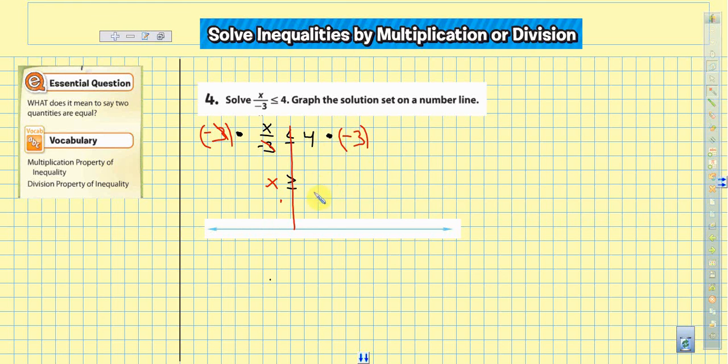But 4 times negative 3, that's negative 12. So you find negative 12 on the graph. I'm going to place it right there. It's a solid circle because it's equal to negative 12, but x is greater than negative 12. All my numbers that are greater than negative 12 are all to the right. Things like negative 11, 0, 1, they're all to the right. So that's my graph. Your turn.